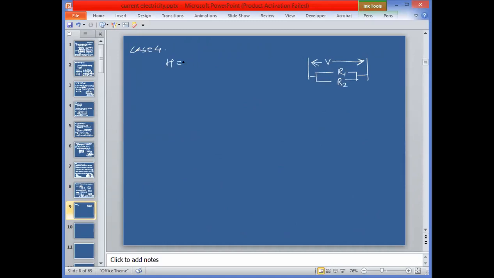Heat is equal to power into time. So power is equal to V square upon R effective. Now I am deliberately writing R effective, I'm not writing R1 R2 upon R1 plus R2. You will observe why it is so. I want the time required in the fourth case.